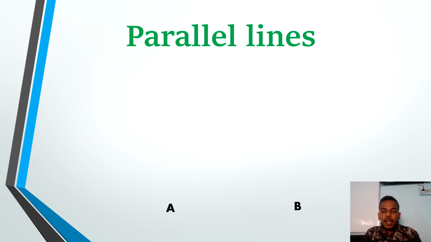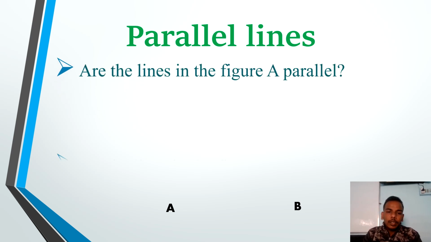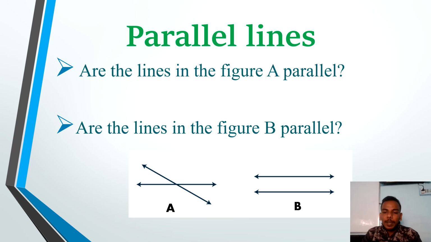So, can anyone tell me what is the definition of parallel lines? What do you mean by parallel lines? So yes, the lines which will never intersect each other are called your parallel lines. And what is the transversal? Yes, the line which will intersect the two parallel lines at two distinct points is called your transversal.